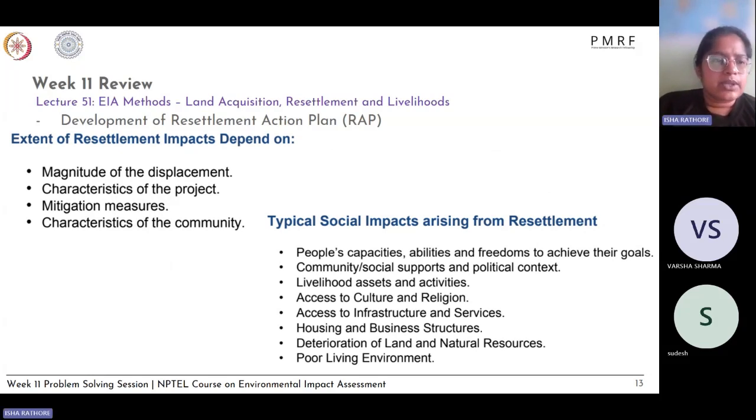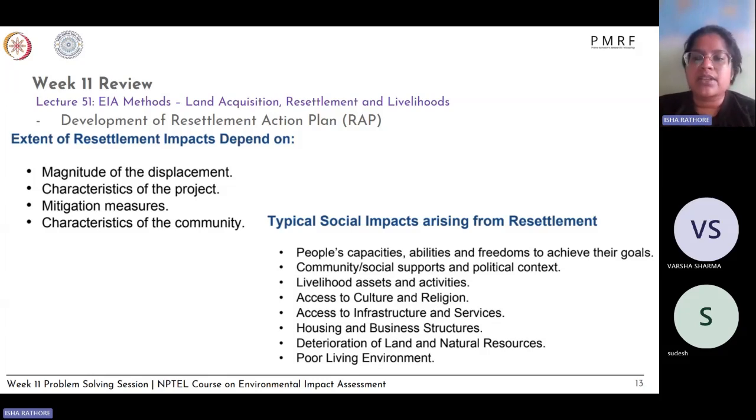Then we looked at the extent of resettlement impact. So this depends on the magnitude of displacement, the characteristics of the project, the mitigation measures, and the characteristics of the community. Then we also looked at typical social impacts which arise out of resettlement, because the community is directly involved. Then there are social impacts also, because this community is getting socially affected. Their social network is getting hampered because of the land acquisition. So those kinds of social impacts we also looked at.